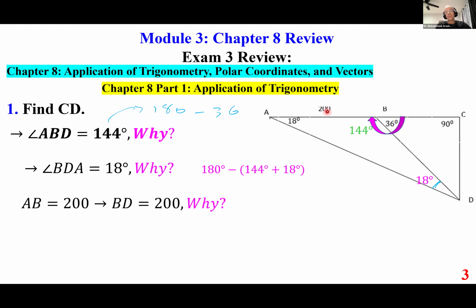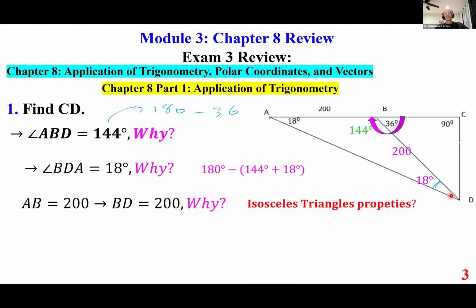Why is that? Well, this is 18 degrees. So is this one. What type of a triangle do we have? It's an isosceles triangle. Therefore, the two sides must be identical.